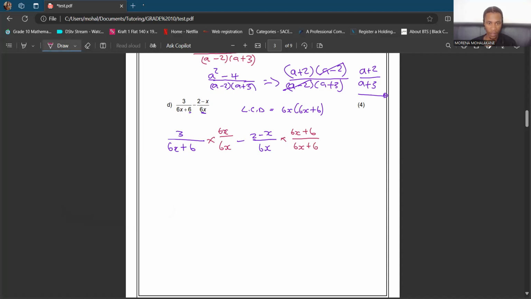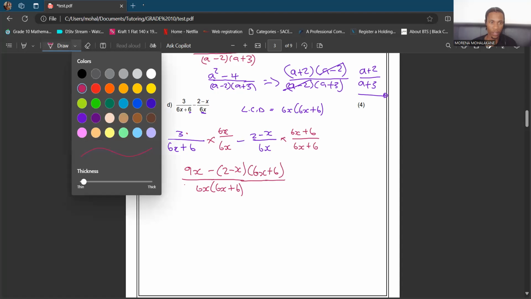So this will be 3 times 6x, which is 18x. Then I have 6x into 6x plus 6 as the denominator. Then minus. This minus is very important because it affects the whole thing there. So I put it in bracket: 2 minus x, then 6x plus 6.